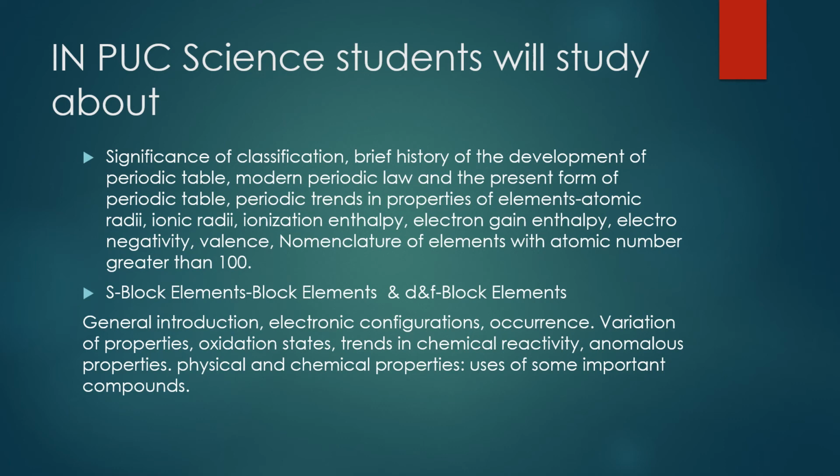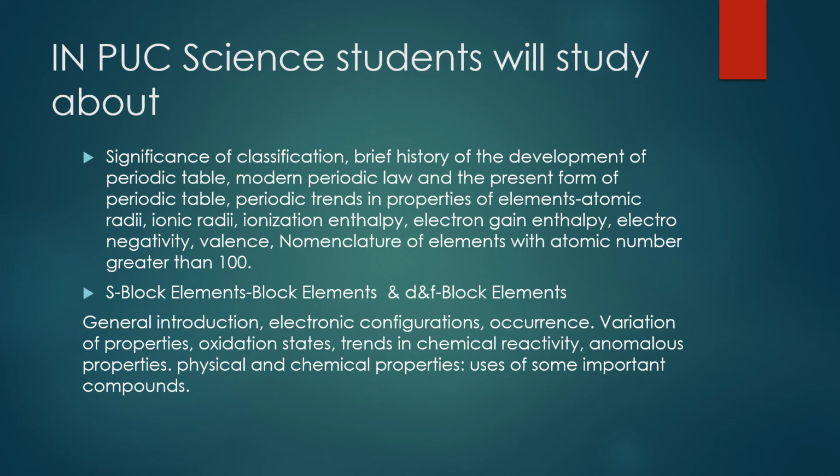For elements above atomic number 100, whatever elements have been discovered, we study those IUPAC names. Classification means how they are classified. Development of the periodic table means how they developed it. Then the modern periodic law is nothing but the law depending upon atomic number. Then the present form of the periodic table, mostly the long form or Bohr's periodic table, is what we are studying.